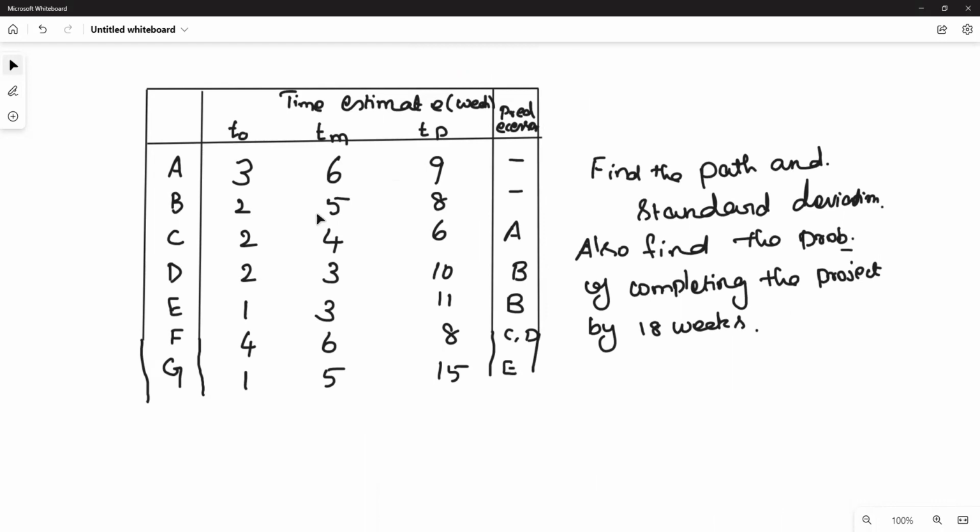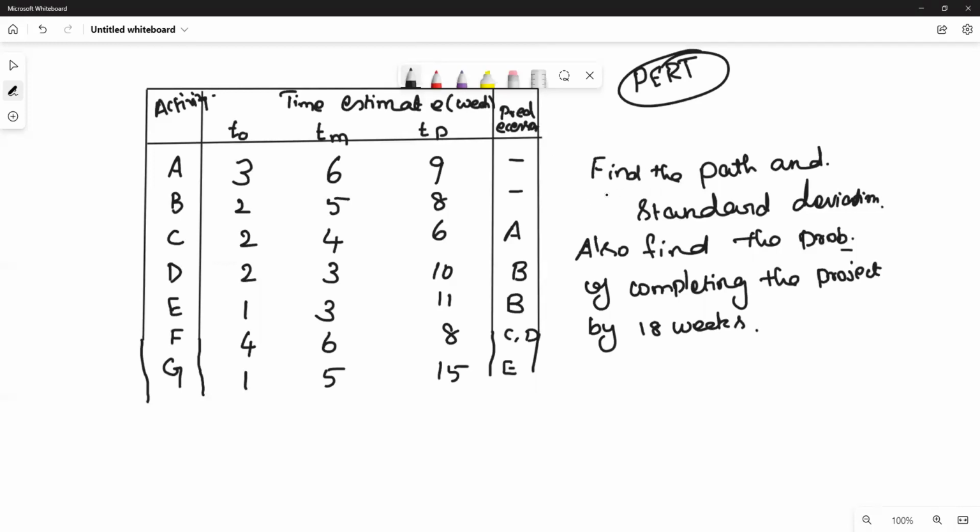Consider this following project details. Activity is given along with 3 time estimates. If 3 time estimates are given, this can be done in the project. This can be solved only by the method of PERT. Instead, if you are given a single time estimate, then you can use the CPM method to find the critical path. Here 3 time estimates, namely optimistic time, most likely, and pessimistic times are given. So this can be solved only by using the method of PERT. Let us see how to do this.